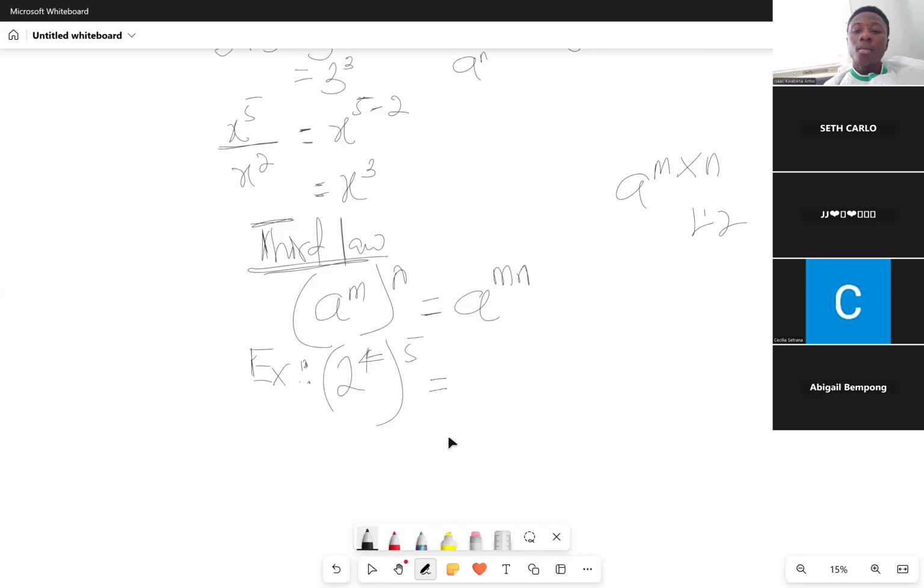You multiply the two indices, which is 4 times 5. So that's going to be 2 exponent what? 20. Perfect. The concluding result: 2 to the index of what? 20. Excellent.